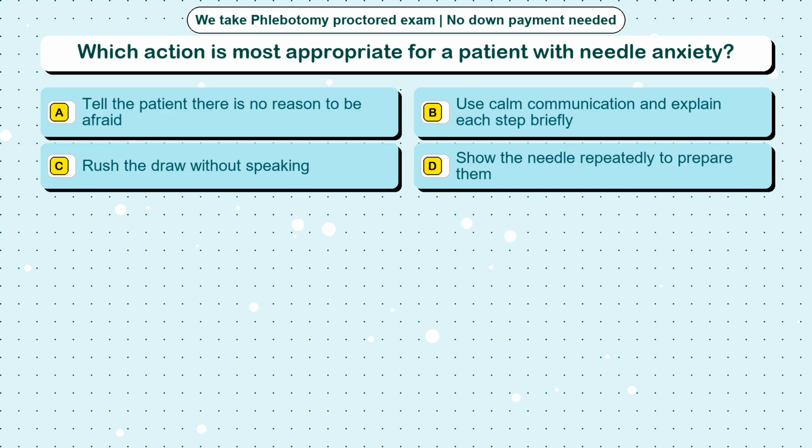Question 38. Which action is most appropriate for a patient with needle anxiety? Option A. Tell the patient there is no reason to be afraid. Option B. Use calm communication and explain each step briefly. Option C. Rush the draw without speaking. Option D. Show the needle repeatedly to prepare them.